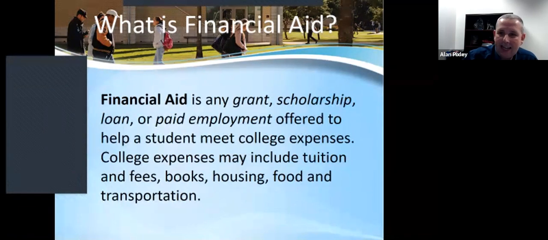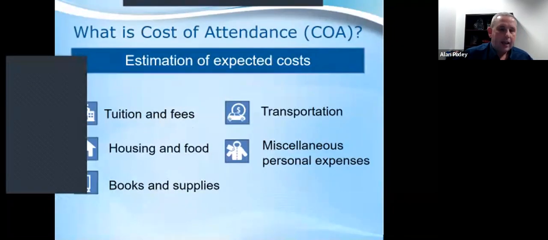So financial aid is anything like a grant, scholarship, loan, or some kind of paid employment as a work study student that allows for someone to be able to pay for these costs for school. So it wouldn't be a regular job, but paid employment as a work study is a type of aid that we'll talk about.